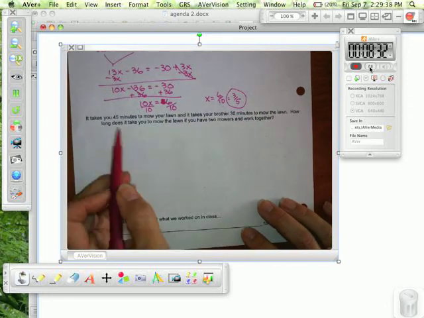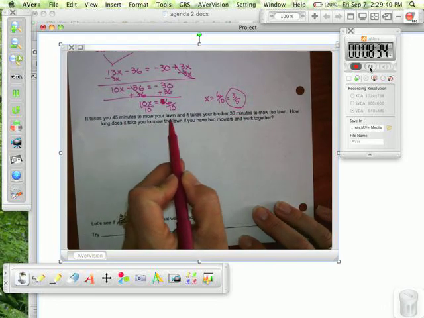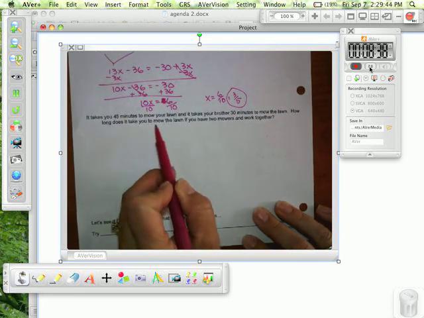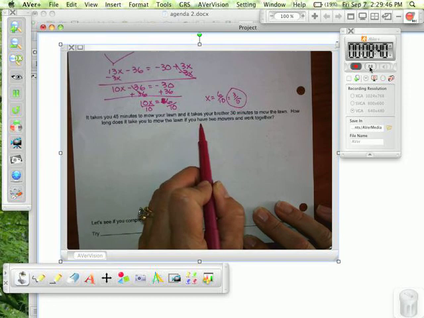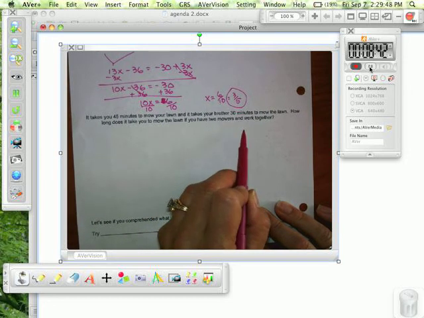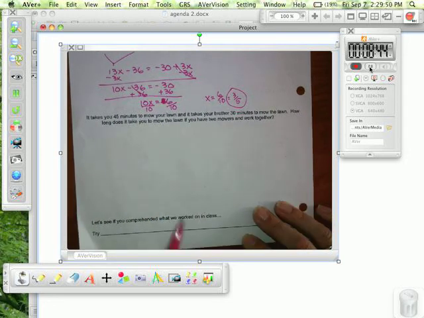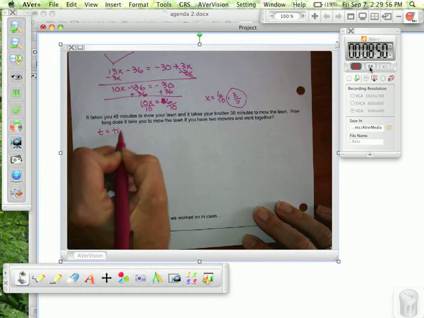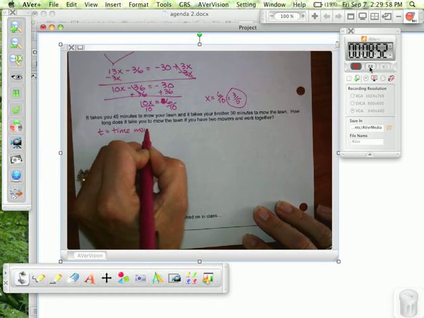It takes you 45 minutes to mow your lawn, and it takes your brother 30 minutes to mow the lawn. How long does it take you to mow the lawn if you have 2 mowers and work together? So they're kind of talking about a rate, and they're talking about the time. I need to know the time mowed. So I'm going to start by identifying. That's what I'm looking for.